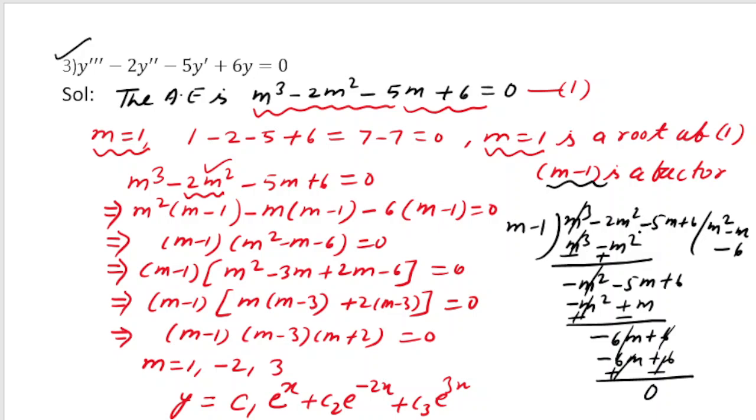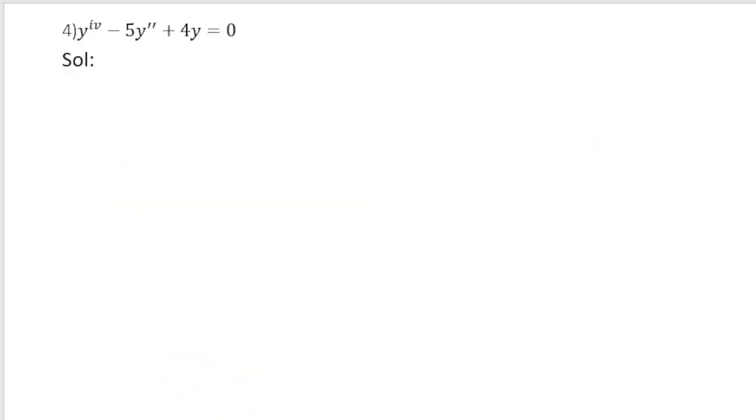So you see that this can be written as m minus 1 into m square minus m minus 6. I have already done it here, but in case you are comfortable with this process, you can write it directly. In case you are not, you can do the division and write the factorization. Okay, moving ahead, we have an equation of order 4, right?